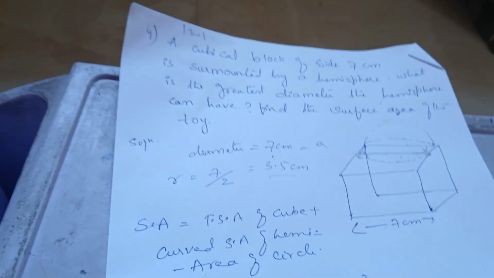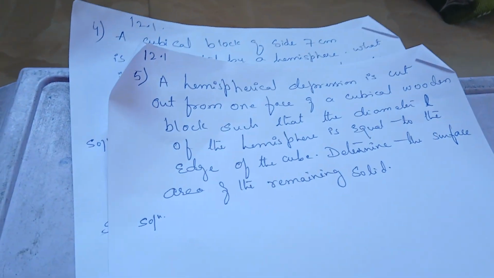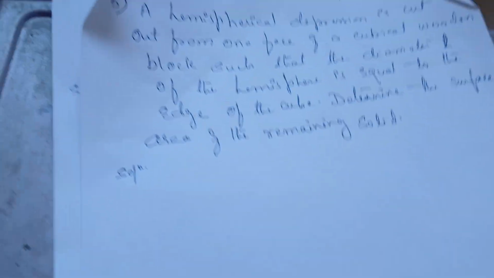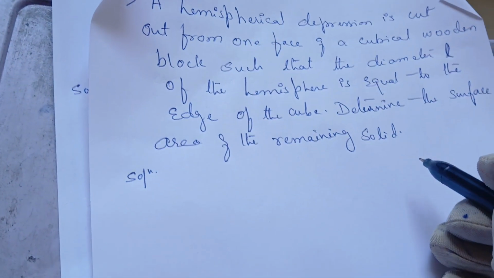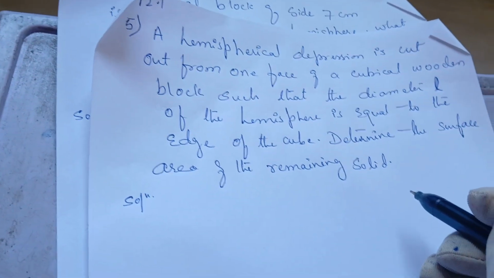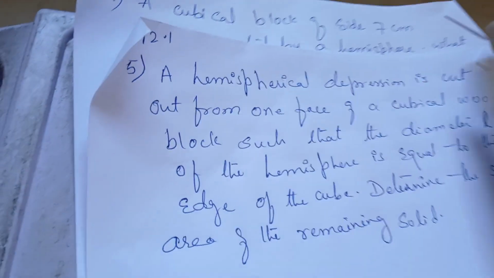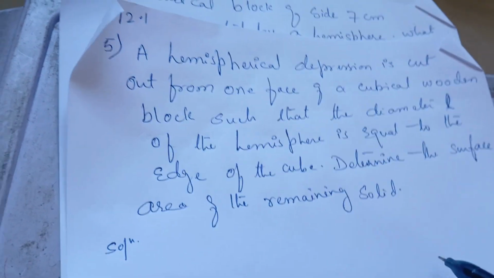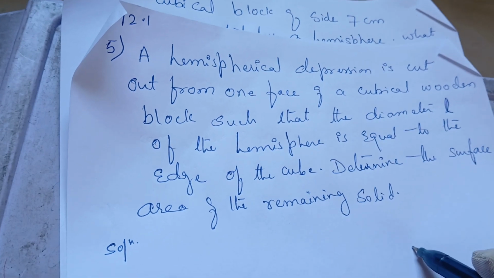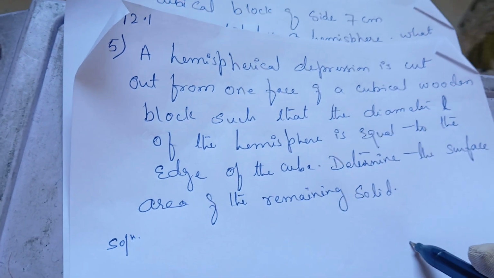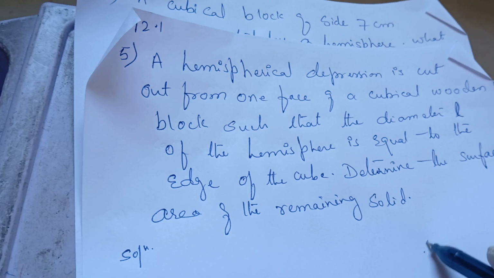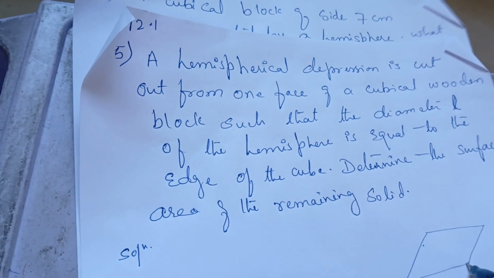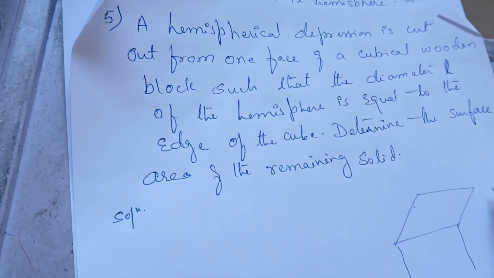Next we will solve our fifth problem. The fifth question here is: a hemispherical depression is cut out from one face of a cubical wooden block. There is a cubical wooden block. Suppose this is your cubical wooden block.